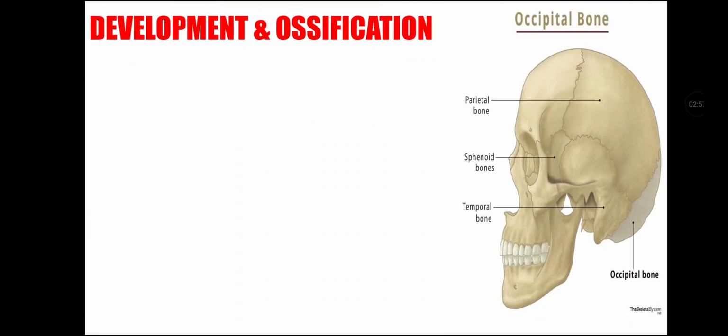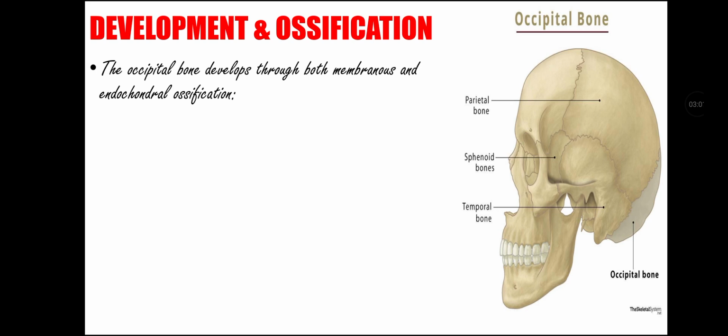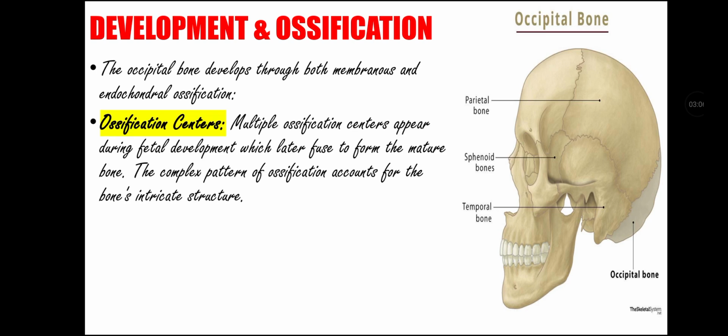Now let's talk about development and ossification of occipital bone. Occipital bone develops through both membranous and endochondral ossification. As for its ossification centers, there are multiple ossification centers that appear during fetal development, which later fuse to form the mature bone. The complex pattern of ossification accounts for the bone's intricate structure.